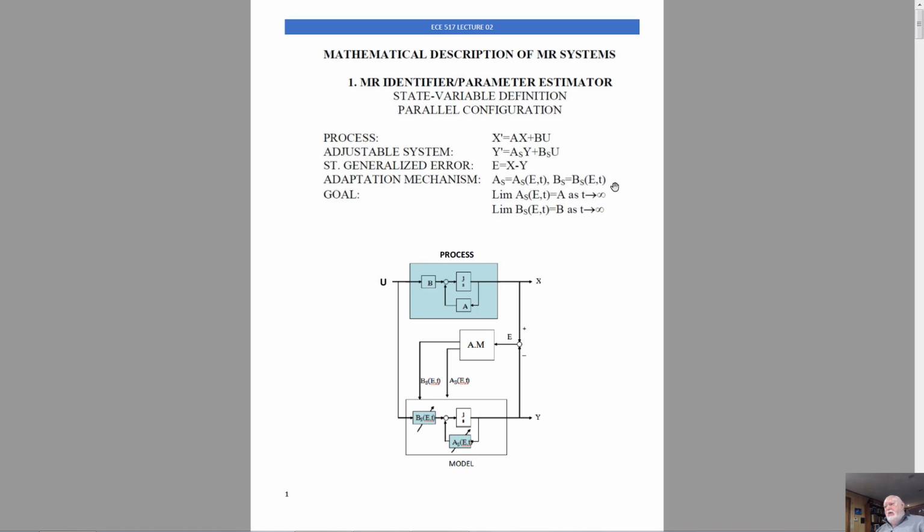What do we want to accomplish in this situation? We want the limit of the matrix A of the adjustable system to be equal to matrix A of the reference model or real process. And also, we want the matrix B of the adjustable system, defined as a function of error and time, to be equal to matrix B of the reference model that in our case is the real physical process. And this is supposed to happen as time approaches infinity. At this point, I will not tell you more, but you have clearly in front of you the numerical matrix vector definition of our system.